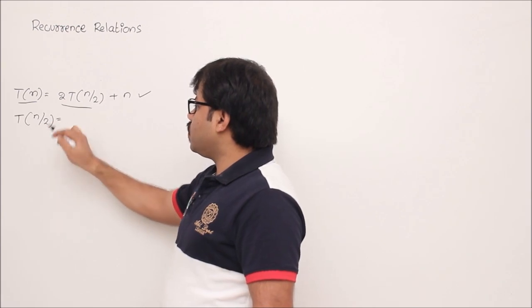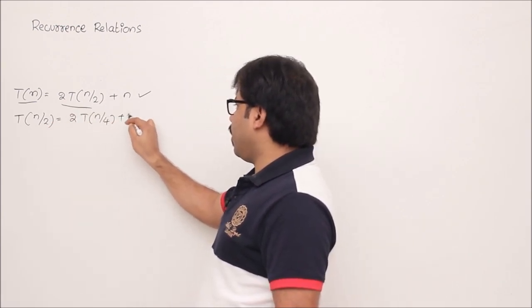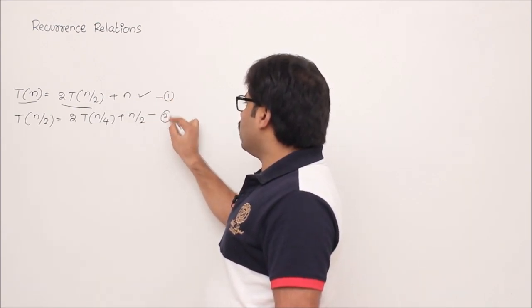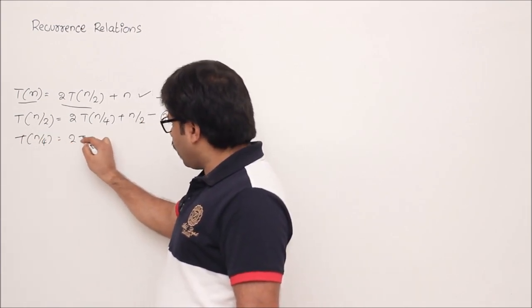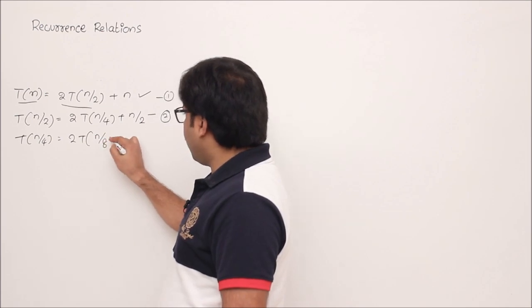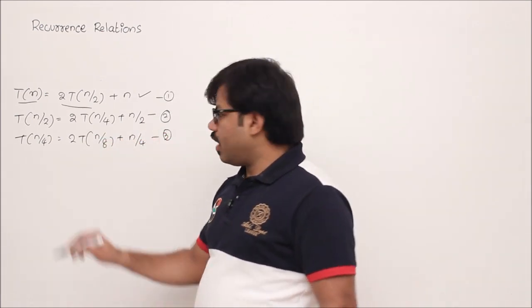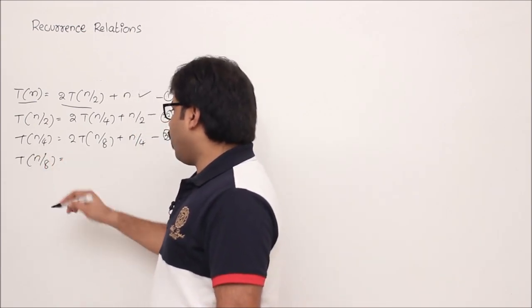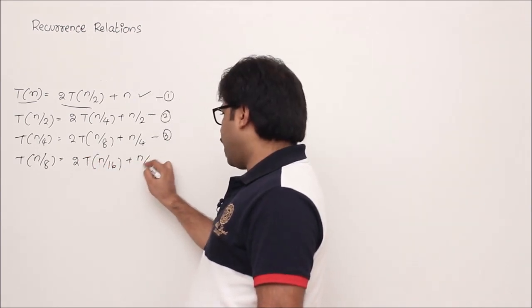So T of n by 2 is what? According to this one, 2 into T of n by 4 plus n by 2, isn't it? This is, let's say, equation number 2. Similarly, we write T of n by 4. T of n by 4 is 2 into T of n by 8 plus n by 4, isn't it? This is equation 3. Let's try it one more time so you understand the pattern behind them. T of n by 8 equal to 2 into T of n by 16 plus n by 8.